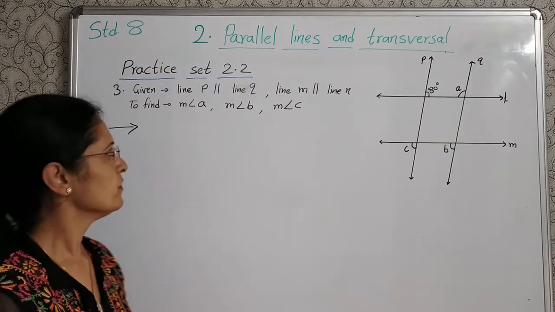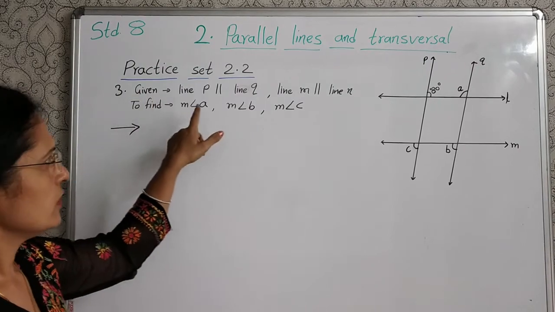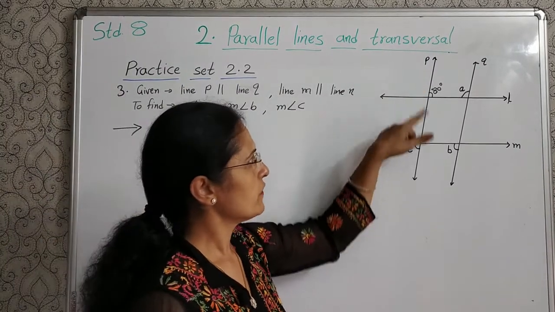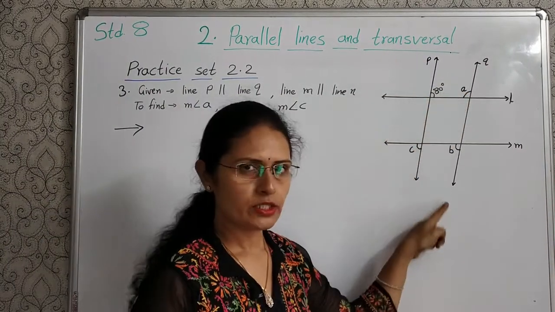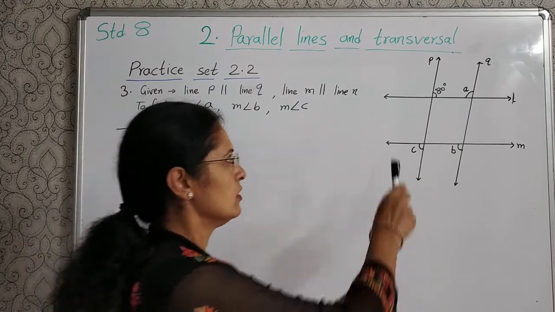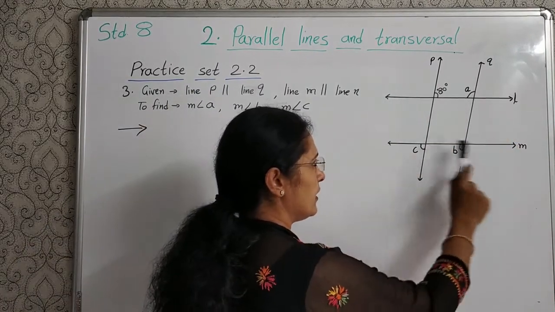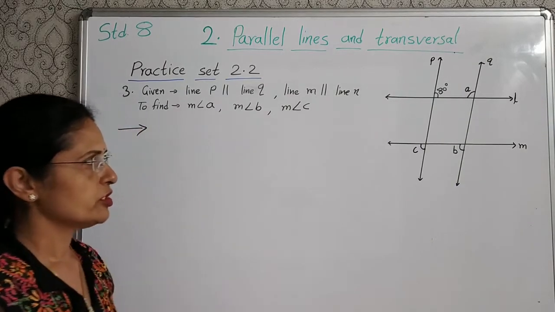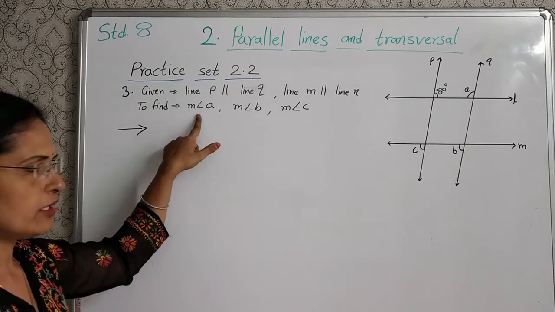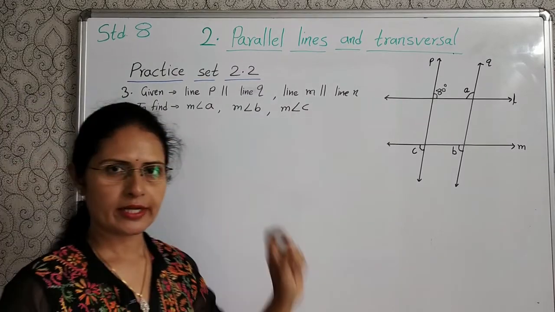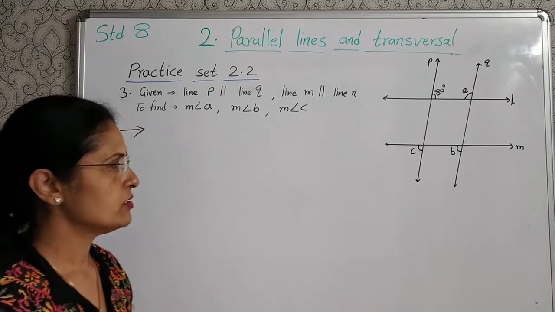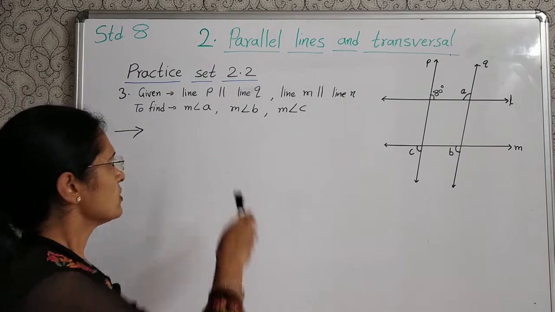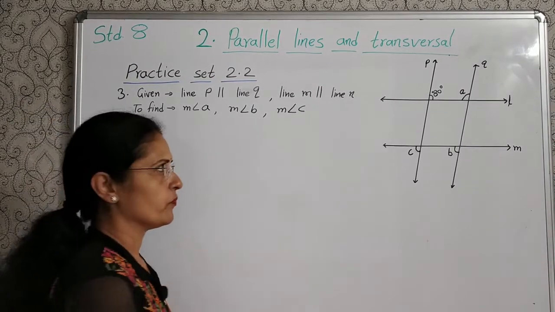Now we will solve question number 3. Here given is, in this figure line P and line Q are parallel to each other. Similarly line L and line M are given parallel. And the question is to find measure angle A, measure angle B and measure angle C and justify your answer. Now first we will find out measure angle A.